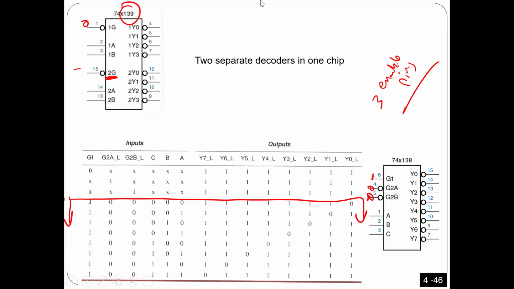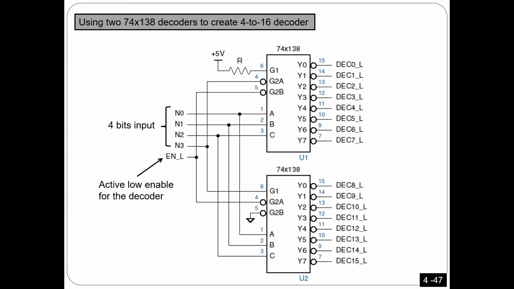Now, regarding your question, because this is a coming slide: if I have 2 of these 3 to 8 decoders, can I create one decoder that's 4 to 16 with enable? That's what I will do in the next slide. You get what I'm saying? So I will use 2 of these. Look here, how it works.